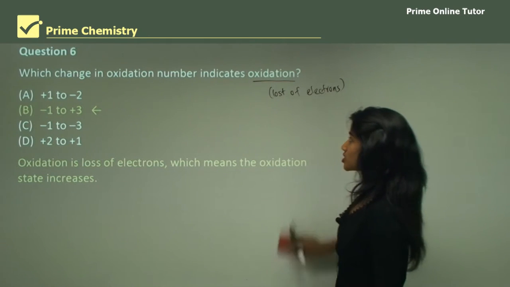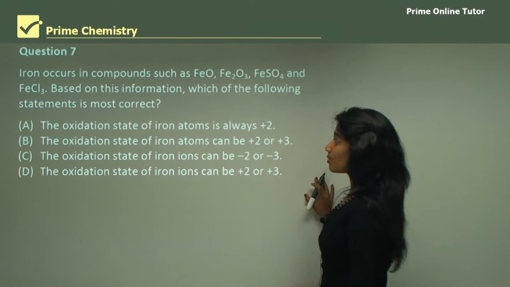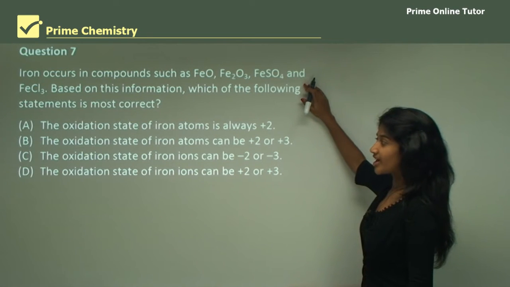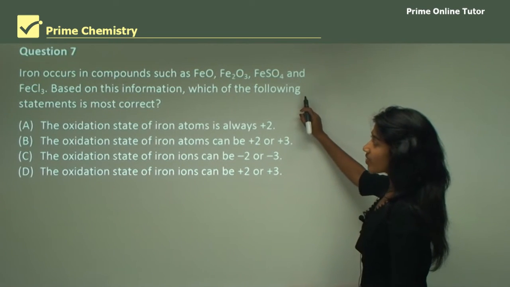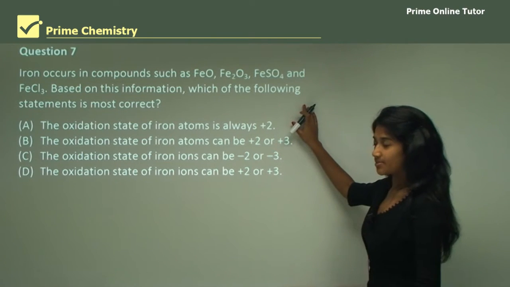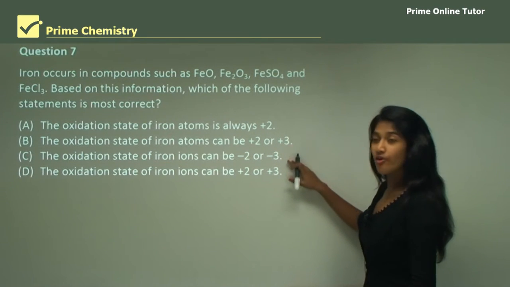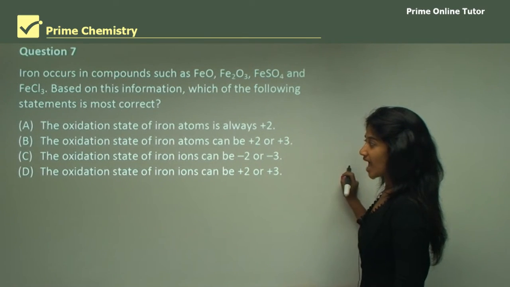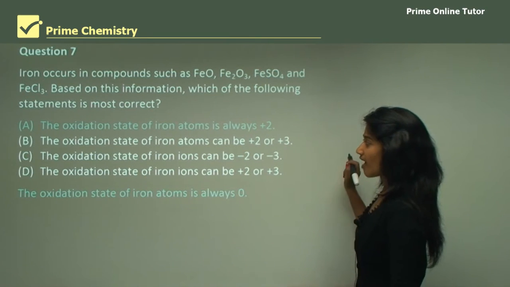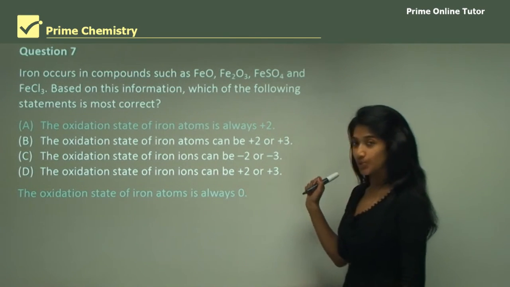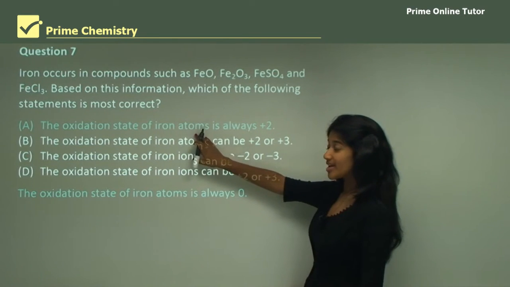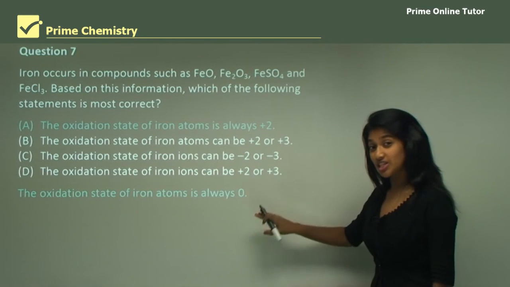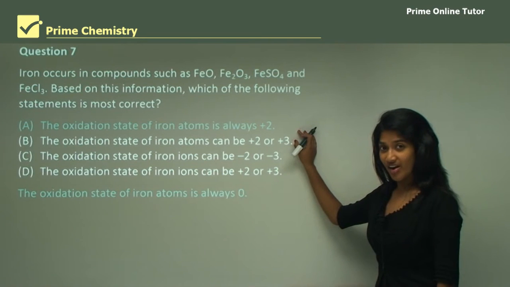Now let's look at question 7. Iron occurs in compounds such as iron oxide, iron 3 oxide, iron sulfate, and iron chloride. Based on this information, which of the following statements is most correct? We have 4 options here and we'll be considering each one by one. Considering option A first, the oxidation state of iron atoms is always +2. Is that correct? We're talking about iron atoms here, and iron in its elemental form has an oxidation state of 0. So option A is not the correct answer.